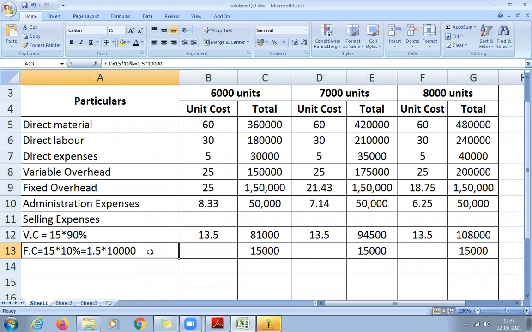Now you calculate per unit, in a similar way, for fixed overhead. 15,000 divided by 6,000 is 2.5. Next, 15,000 divided by 7,000 is 2.14. Next, 15,000 divided by 8,000 is 1.875, so we can write it as 1.88.